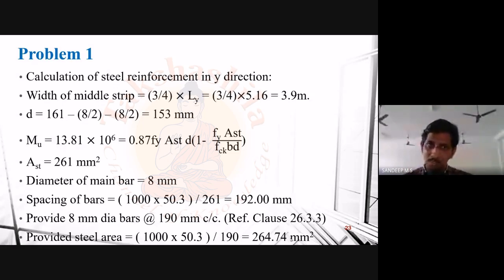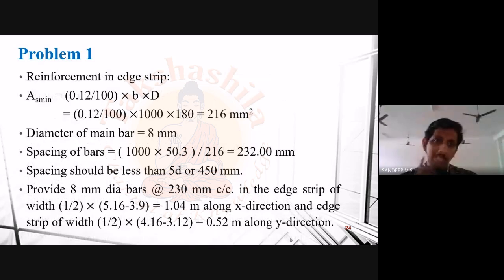Please do note that by this procedure we are actually finding out the Ast requirement for the middle strip alone. Okay, so this doesn't complete the entire design of your two-way slab. Right now we have just designed the reinforcement requirement in the middle strip along the shorter direction as well as along the longer direction. Okay, now we have the edge strips. In both the directions we have the edge strips.